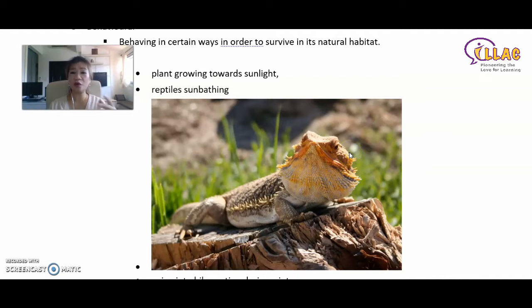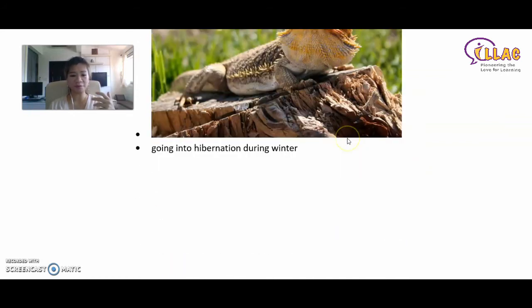Cold-blooded meaning they do not maintain their own body temperature. Their body temperature is according to the surrounding temperature. So if they want to maintain a warm body, they need to sunbathe, right? Otherwise their temperature will drop to the point that it is so cold for them, they might die, right? So they need to sunbathe.